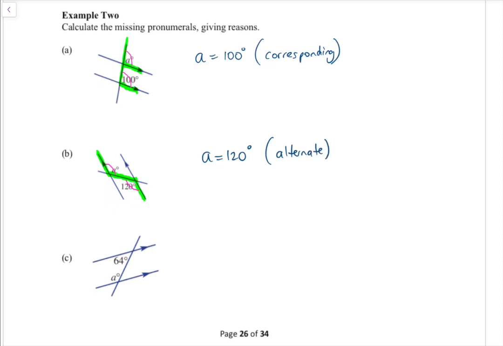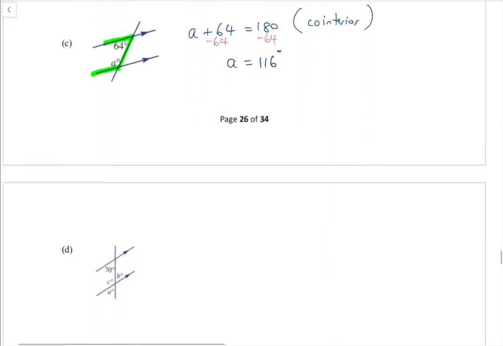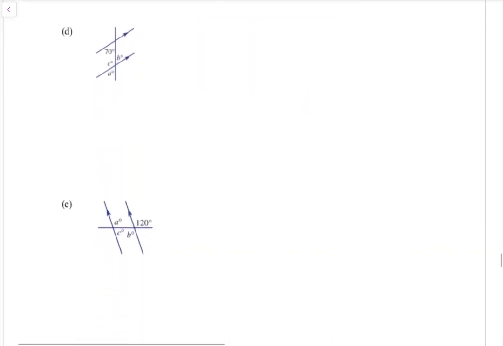We go to part C. And I can see a backward square C shape, which means A and 64 both plus to give 180. Why? Because they are co-interior angles. That's minus 64 to both sides. And that will give us A equals 116 degrees. Let's go to part D.